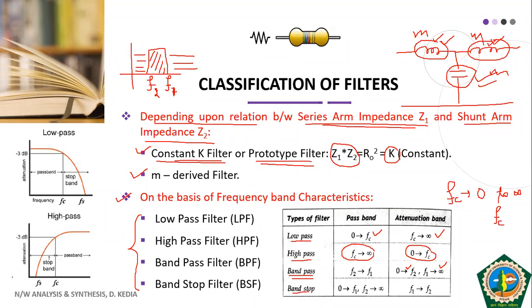Now the reverse thing takes place in band stop. In band stop, your frequency response will look like this. From 0 to f1, the frequencies will be passed. From f2 to infinity, the frequencies will be passed. Whereas the frequencies between f1 and f2 will be rejected. So these are your band stop filters. I hope everything is clear up to this point.